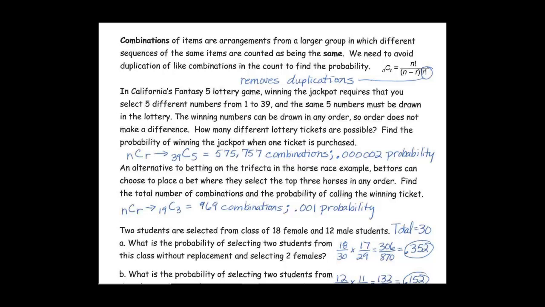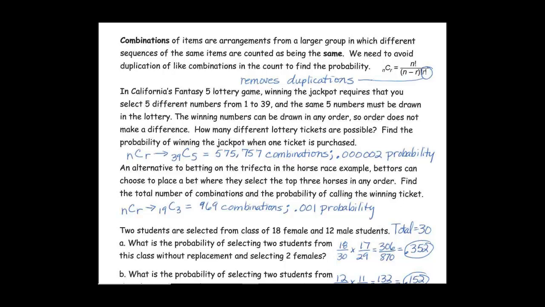In California's Fantasy 5 lottery game, winning the jackpot requires that you select 5 different numbers from 1 through 39, and the same 5 numbers must be drawn in the lottery. The winning numbers can be drawn in any order, so order really does not matter. Okay, so how many different lottery tickets are possible? We're going to find the probability of the winning jackpot when 1 ticket is purchased.